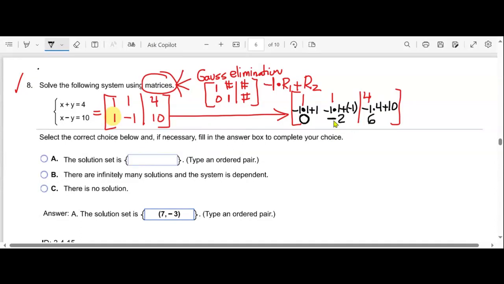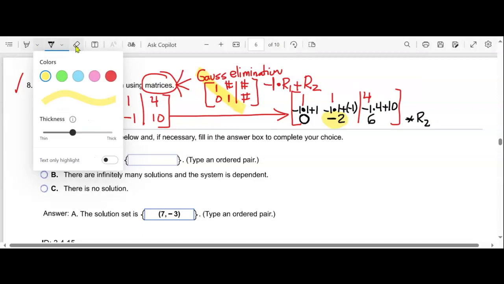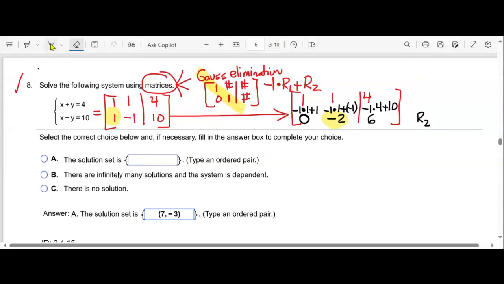Now I need to change the -2 to be 1. Remember, we have to make the diagonal 1. That's the rule. So how can I change row 2 to make this -2 be 1? What should I multiply it by? Negative half. So let's multiply this row by -1/2.